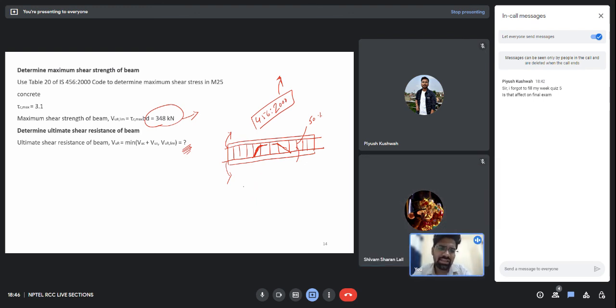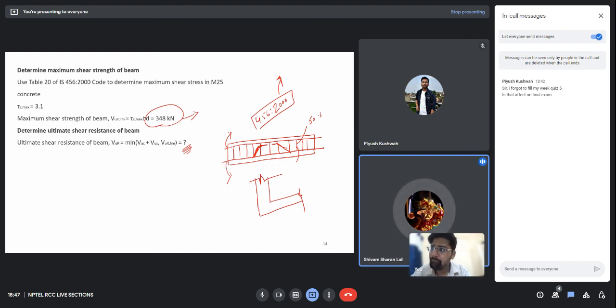Close to the support means there are different cases, I think. See, what I am aware of is there are different sections like this. See, let me explain to you. AV by D, what you are saying, I am not familiar with these abbreviations, AV by D. What is AV?